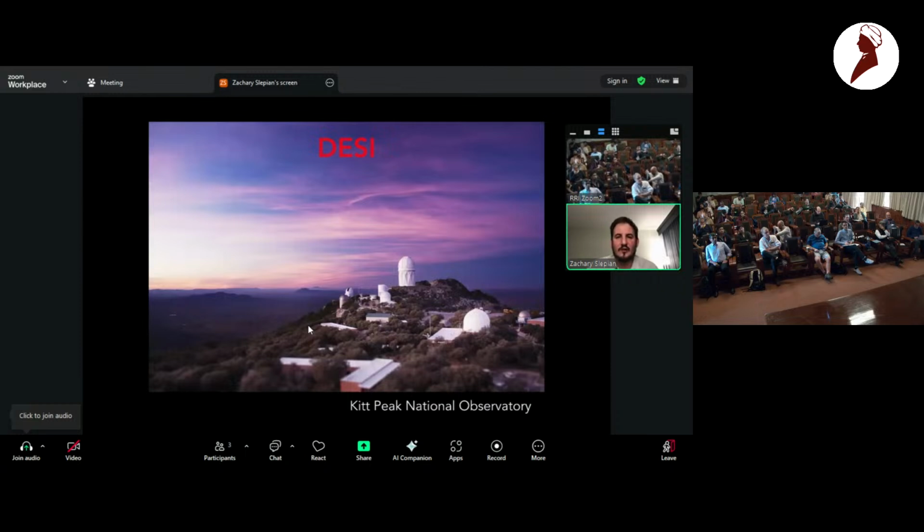So DESI is an exquisite instrument. It's highlighted here. It's up on a pedestal. They thought in the 70s that would help with the wind. It actually hurts with the wind, but it does make it look nice in pictures. And DESI is at Kitt Peak National Observatory just outside of Tucson.